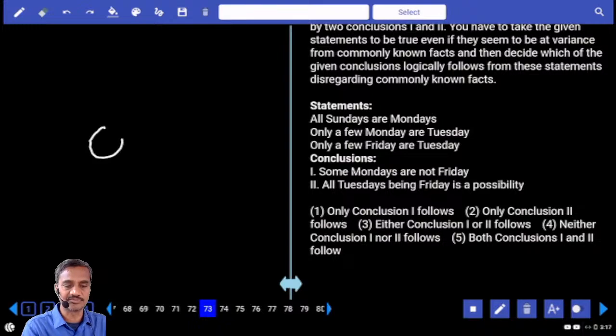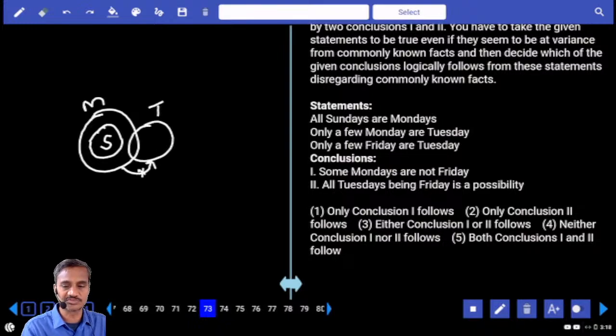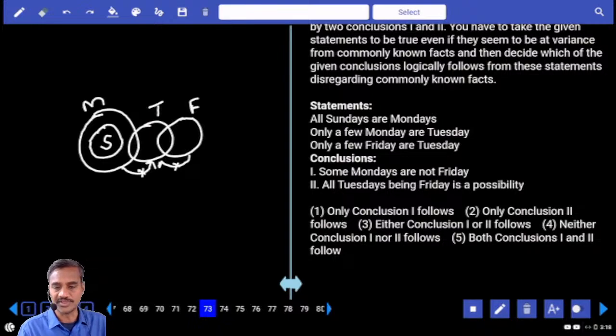All Sundays are Mondays. Now these are the Sundays that are Mondays, and only a few Mondays are Tuesdays. Only some Mondays are Tuesdays, but not all. And only a few Fridays are Tuesdays. And some Fridays are Tuesdays, but not all. Then some Mondays are not Fridays. That is definitely true.